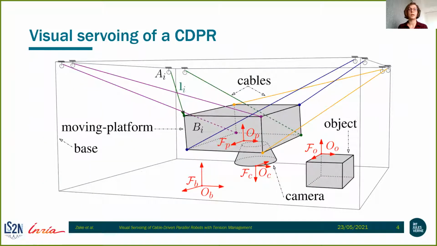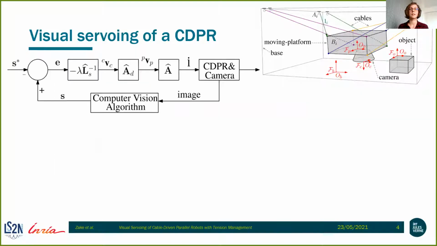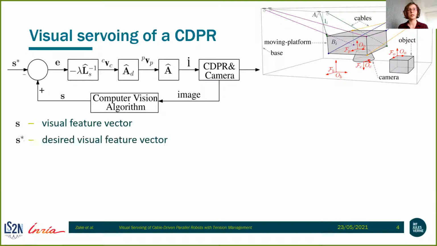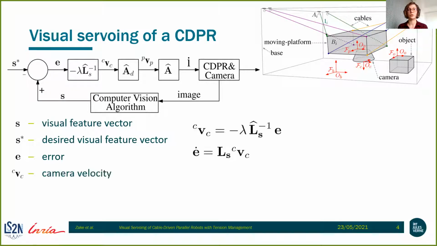Here you can see the main parts of a CDPR. So we have a base, we have the moving platform that has a camera on board, and an object somewhere in the workspace. And here you can see the control scheme for the visual servoing of a CDPR, with the main components being the visual feature vector that is computed from the image coming from the camera, the desired visual feature vector, and the error that is computed as the difference between the current and the desired visual features. The camera velocity can then be computed.